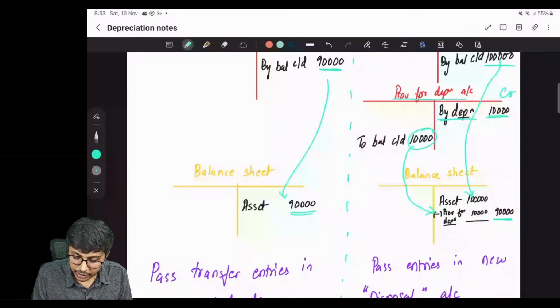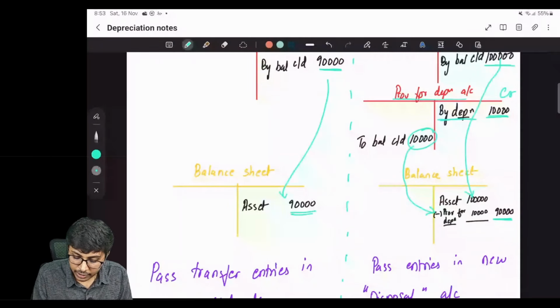If you do not want to maintain, it's nothing wrong, you don't maintain. The asset will be shown in the balance sheet in direct figures. But if you want to know the cost, you have to go to the date of purchase and check. If you want to know the cost of the asset and how much depreciation we have provided over time, you will use this provision for depreciation account method, and you will pass this journal entry, and an extra account will come, that is provision for depreciation account, and the balance sheet will be presented in this fashion. Okay, clear? Got it?